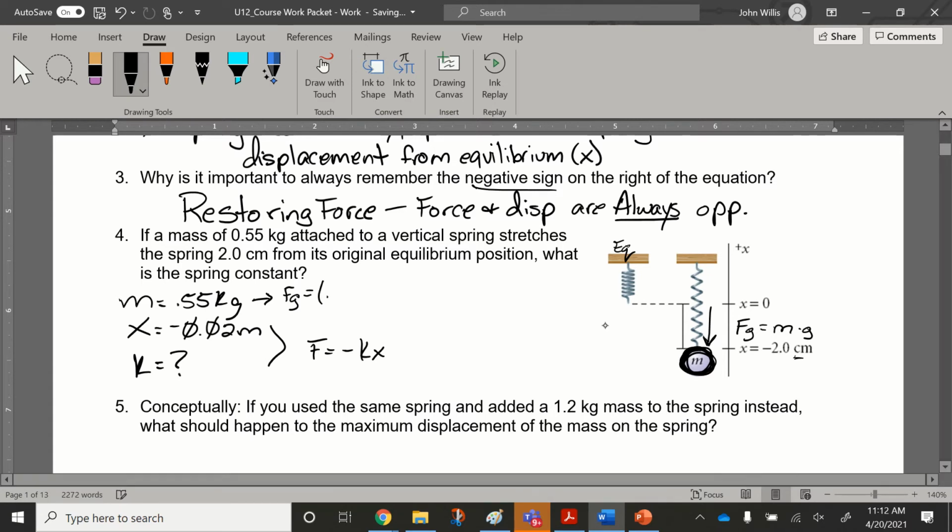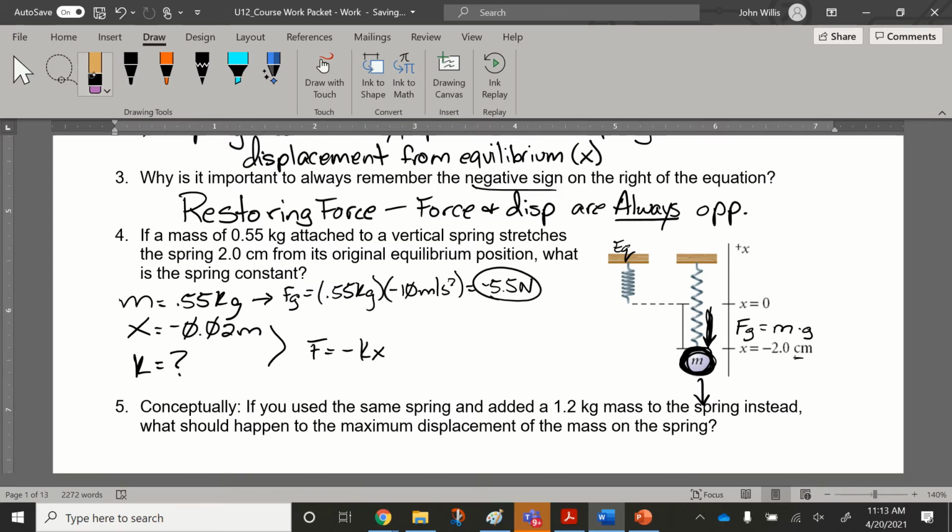So that force is 0.55 kilograms, the object's mass, multiplied by gravity, which is negative 10 meters per second squared, and we're going to get negative 5.5 newtons is the weight of this object. That is the downward force. Now, the spring isn't pulling the mass downward. Gravity is pulling the mass downward, and let me erase this real quick. Gravity is pulling the mass downward, and the spring is pulling the mass back up, trying to counteract that. So the force the spring exerts is a positive 5.5 newtons.